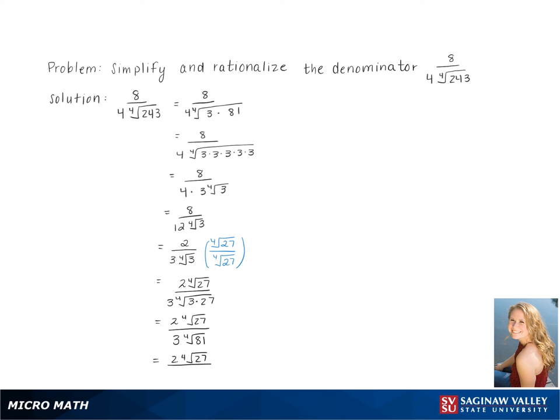Simplifying further gives us 2 times the 4th root of 27 over 3 times the 4th root of 3 times 3 times 3 times 3. This gives us 2 times the 4th root of 27 over 3 times 3, with a final answer of 2 times the 4th root of 27 over 9.